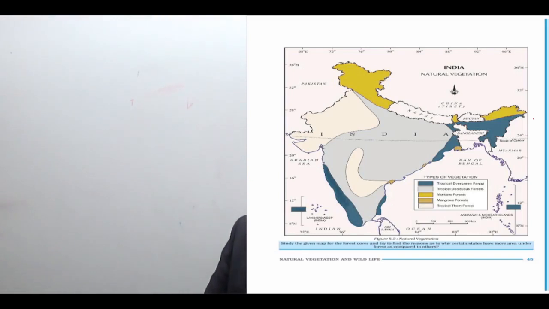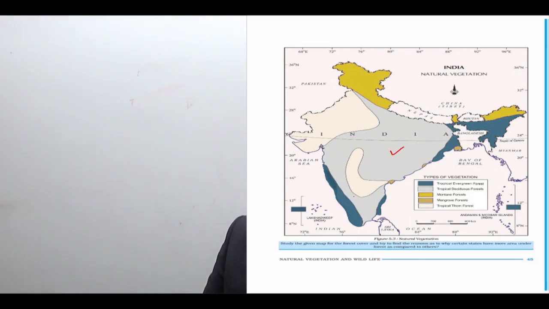Now this is a very simplified map. You will have a better map of it. So not the entire Assam or the entire northeast India; some pockets will have tropical evergreen, some pockets will have tropical semi-evergreen forest. Then we have the tropical deciduous forest. This region is the tropical deciduous forest, where I have marked 2.